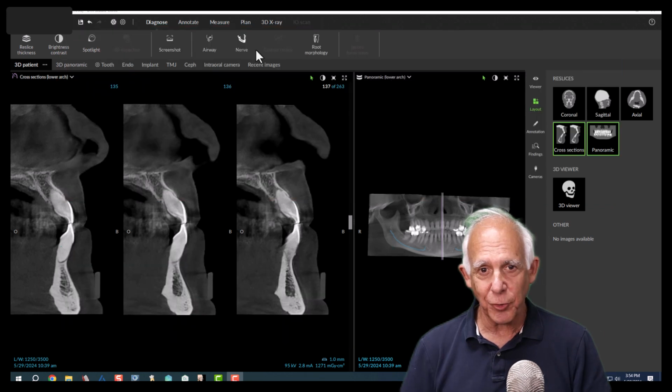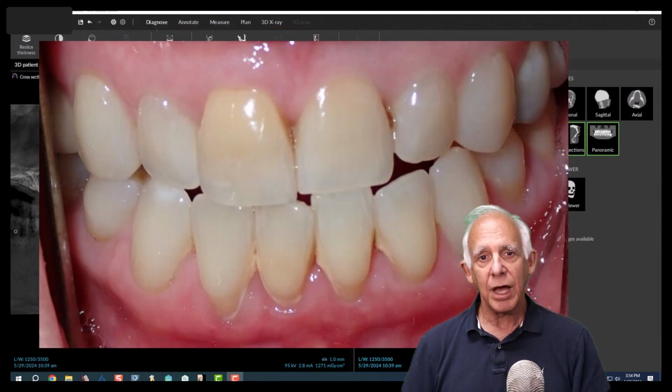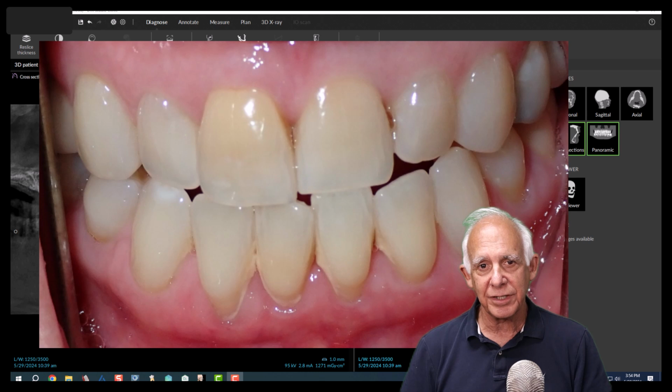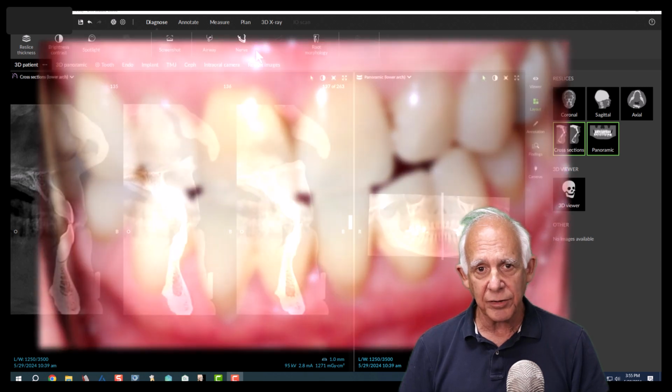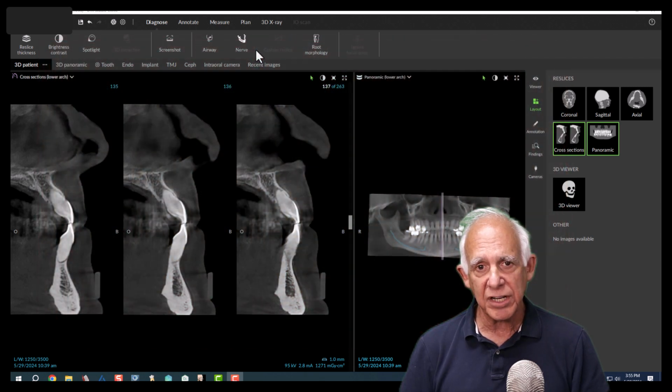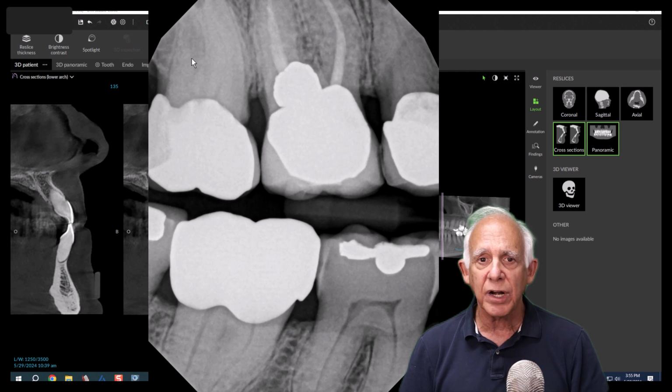A 67-year-old patient presents with a chief complaint of loose lower anterior teeth. She wants to know whether those teeth can be saved. She's concerned about the recession on those teeth and what can be done about them. We do the complete examination, and as you go through this, you'll see what I see.